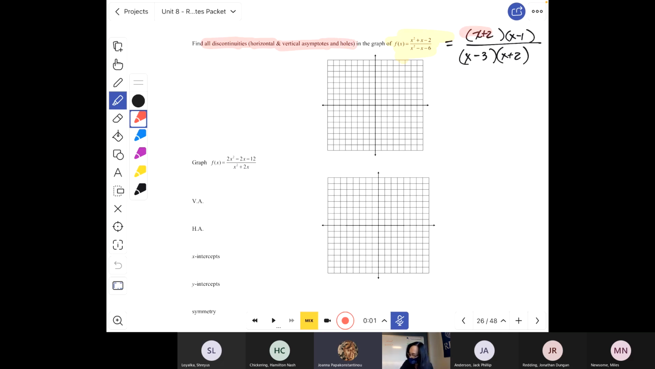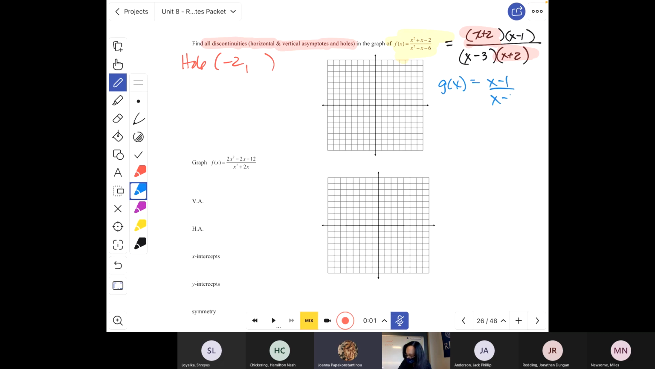Now, the first one I see is the hole, right? Based on what we just did. So I have a hole when x equals -2, but I still have to find the y value. So I'm going to say g of x equals x minus 1 over x minus 3. I'm going to evaluate it when x is equal to -2. So what's the y value? Not 2/5, 3/5. Do you see how I found the hole?